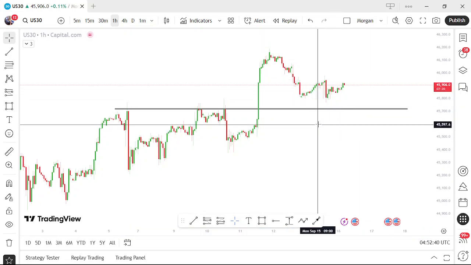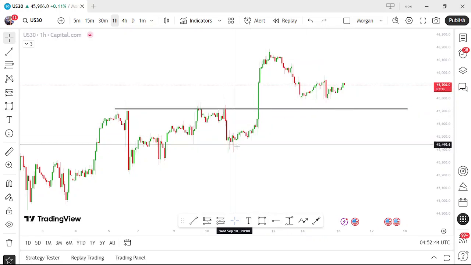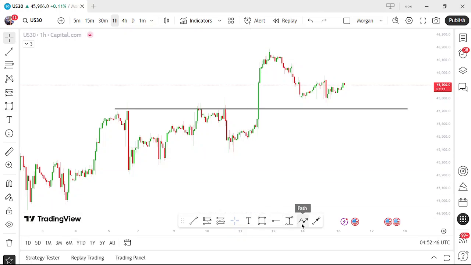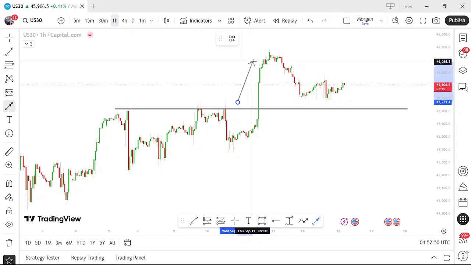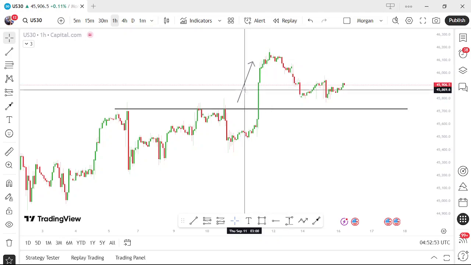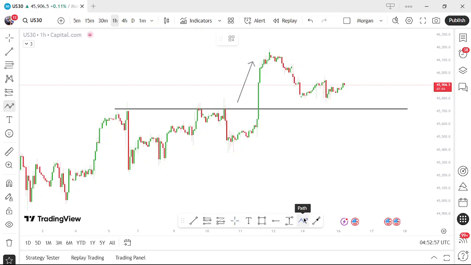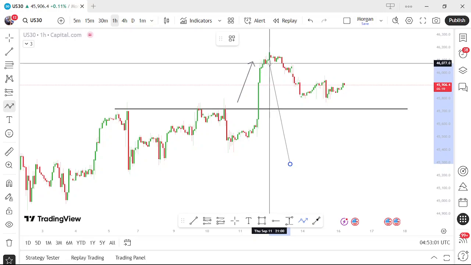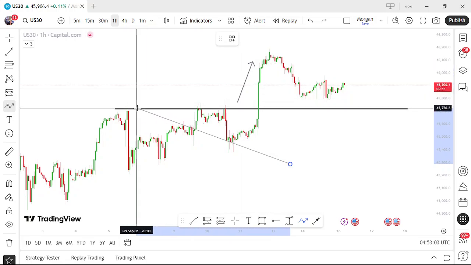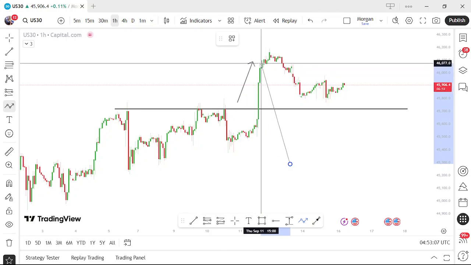So from what I've explained about ICC, which is indication, correction, and continuation, we understand that this move right here is the indication, right? This move right here is the indication of price telling us that, hey, above this level, I can go this high. That's what price is saying to us. Hey, above this level, I can go this high. This is the indication, right?